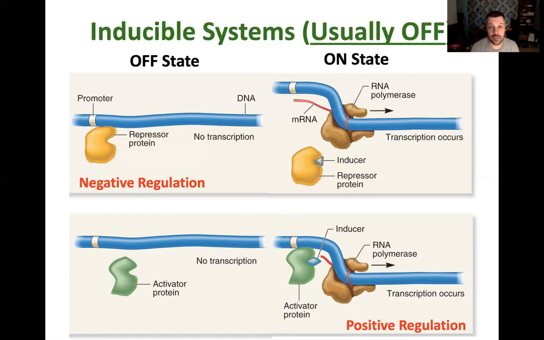Note that in both cases, the binding of some important inducer molecule is required to turn the gene on. And what that inducer is doing in both of these cases is causing some kind of three-dimensional conformational change in the protein, which causes it to either fall off the DNA, as is the case with this repressor protein, or, in the case of the activator protein, the change in conformation causes it to bind to a specific DNA sequence and recruit RNA polymerase.